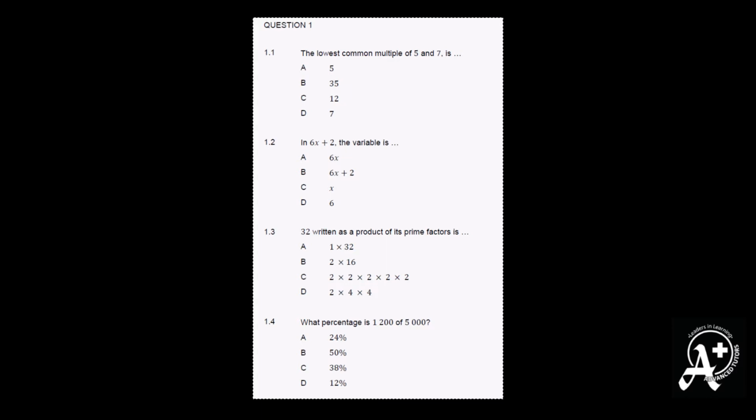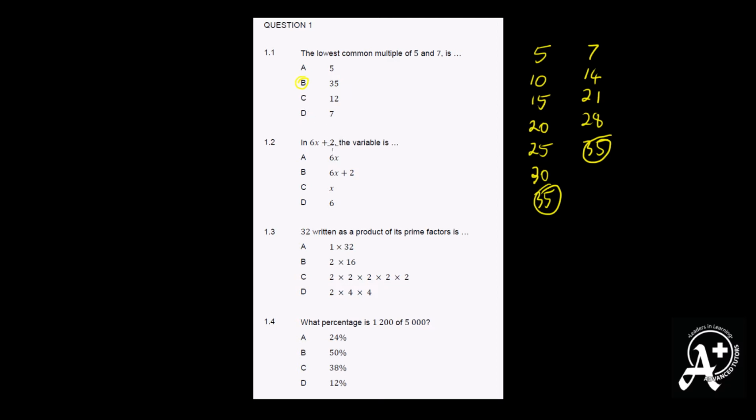Okay, so question 1 is multiple choice, and we can start with 1.1. They ask us what is the lowest common multiple of 5 and 7. Let's just write out the multiples of 5 and 7 here. We've got 5, 10, 15, 20, 25, 30 and 35, and if I take 7, we'll go 7, 14, 21, 28, 35, and we can see that the first common multiple, meaning the lowest one between both of them, will be 35, so the answer is B.